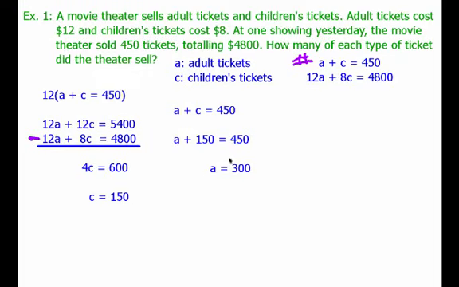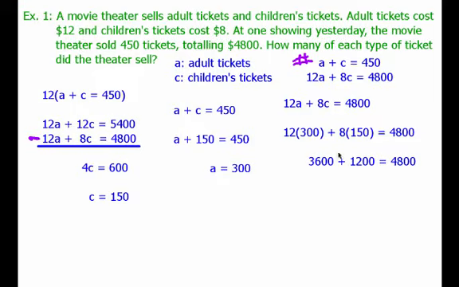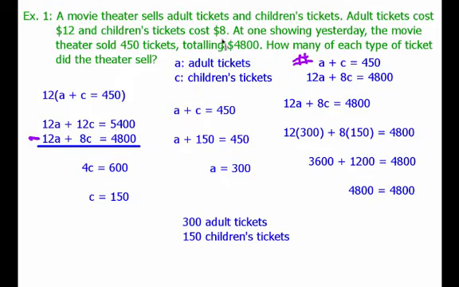Now we need to check this by plugging both of these values into my other equation. So I know 12A plus 8C equals 4,800. Plug in A is 300, C is 150. 12 times 300 is 3,600. 8 times 150 is 1,200. Add these together and I get 4,800. So it works. So my answer is that the movie theater sold 300 adult tickets and 150 children's tickets.